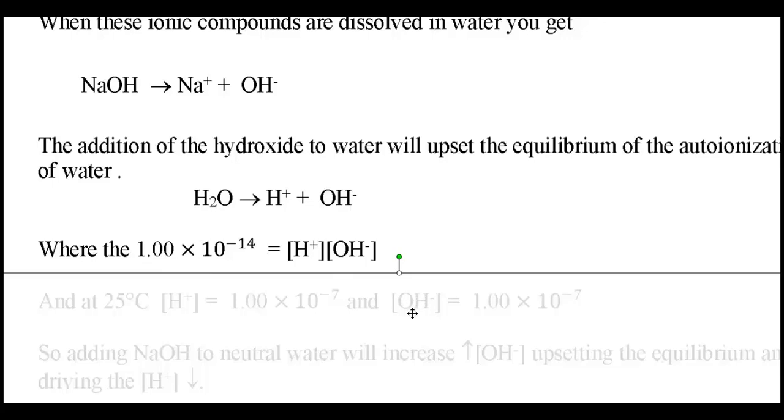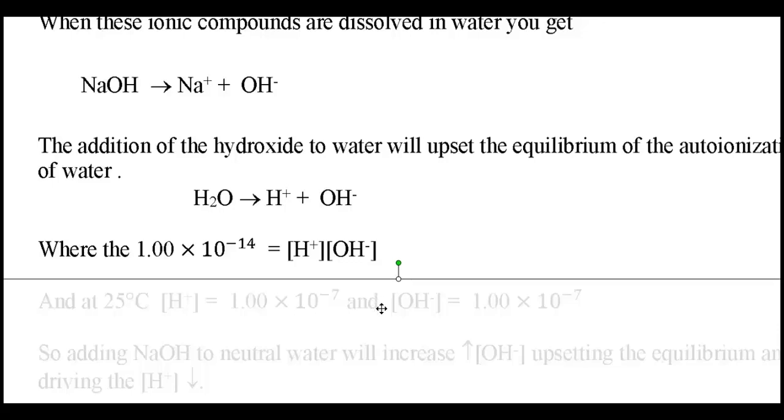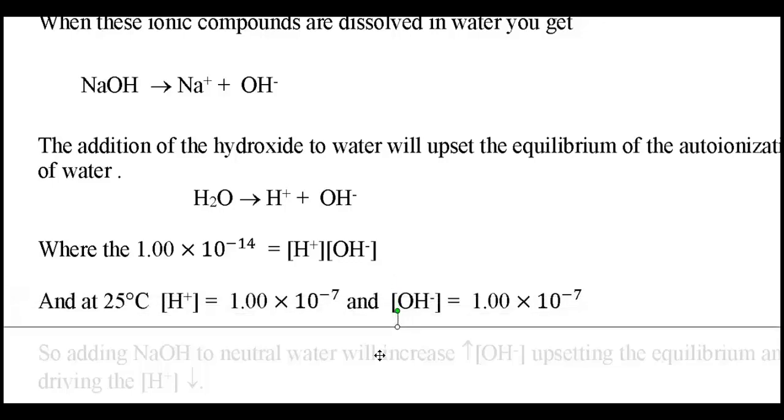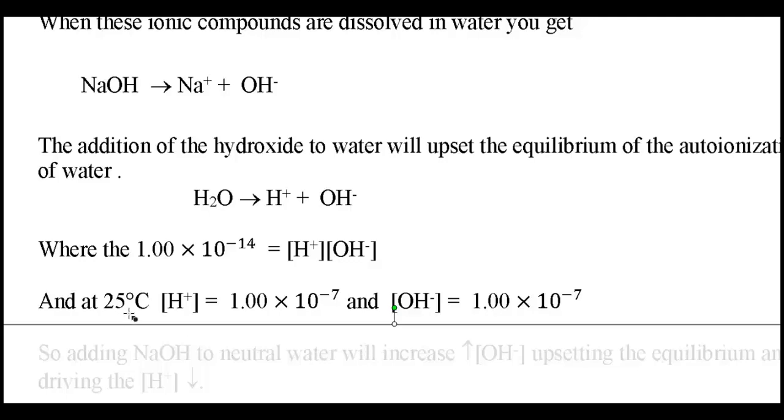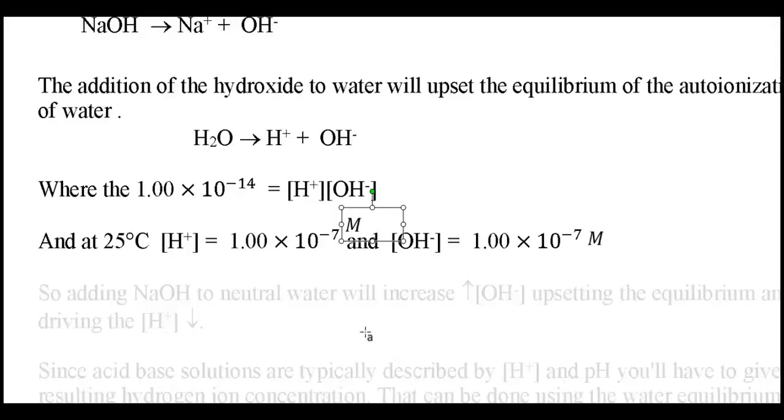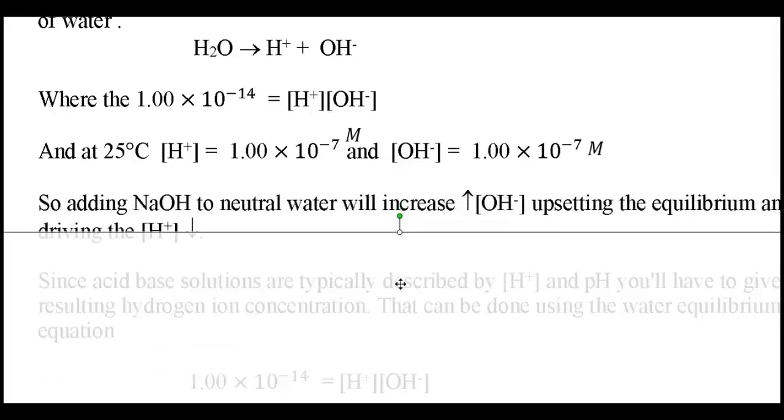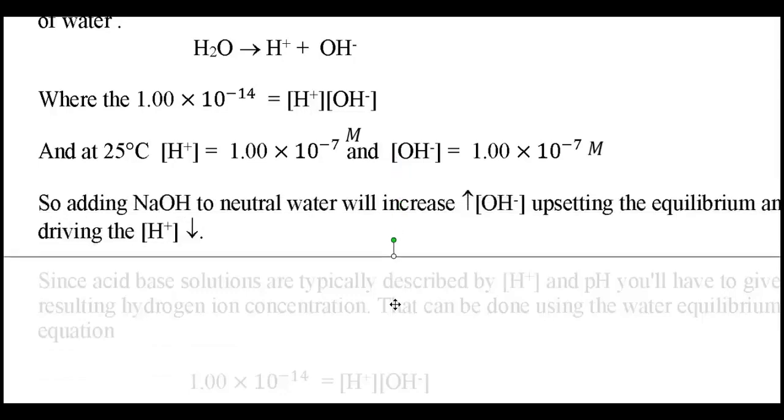In fact, be careful on AP exams because the definition of neutrality is not 10 to the negative 7 molar H plus. It's H plus times OH minus equals whatever the Kw of water is at that temperature. Room temperature is 1 times 10 to the negative 14, so we've got that 7. So therefore, at room temp, 25 degrees Celsius, the H plus will be equal to the OH minus, both 1/10 millionth molar.